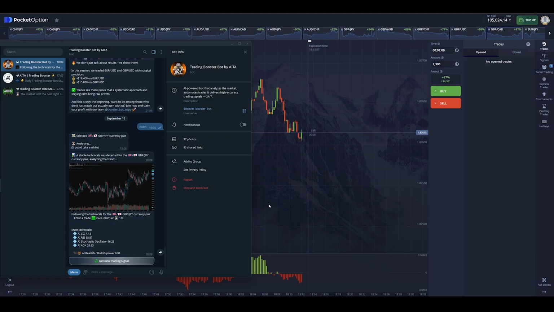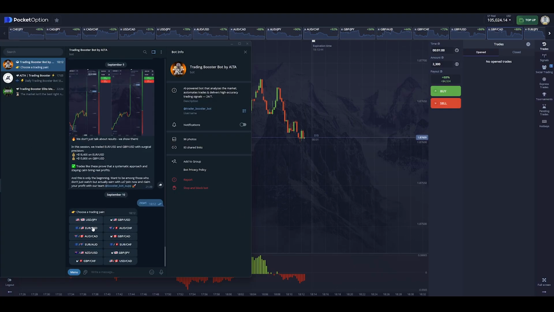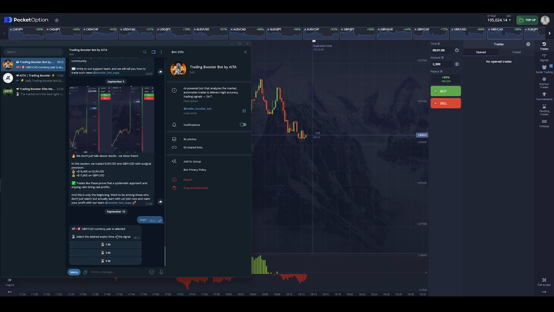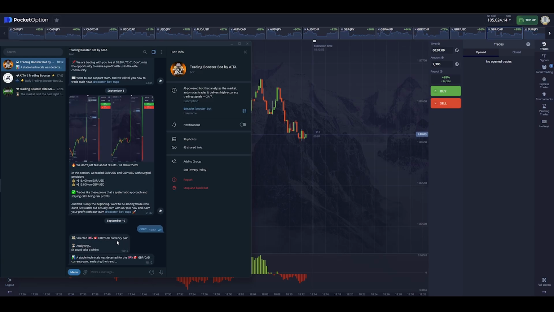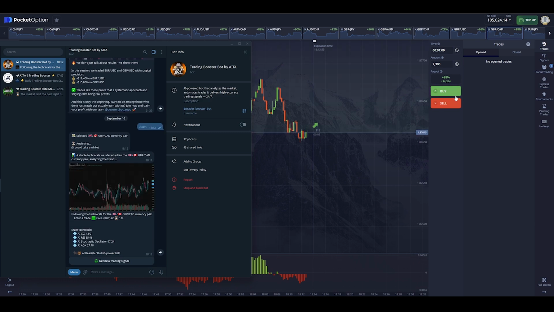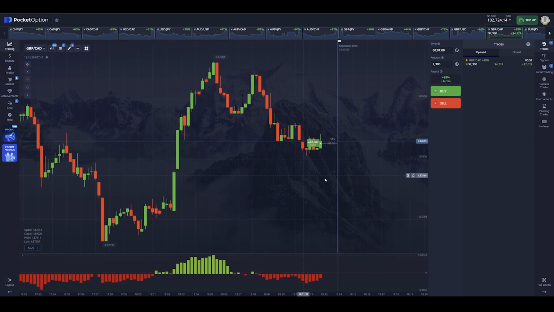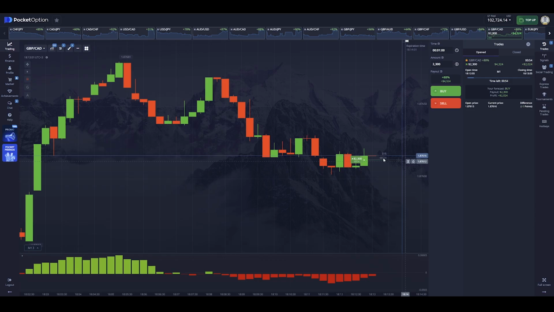If I see a currency pair, for example, like the British pound and Canadian dollar, then I can get a signal here. I select the British pound/Canadian dollar currency pair and set the trade time to 1 minute. Now I just wait for the signal. As we can see, the momentum is positioned very well at the bottom. And from here, the booster bot gives me a buy signal, so we can expect a decent upward movement.